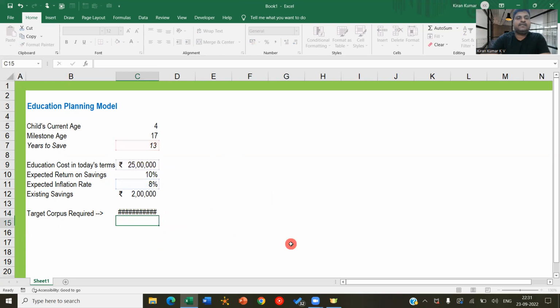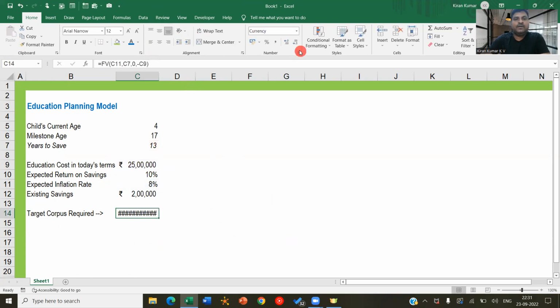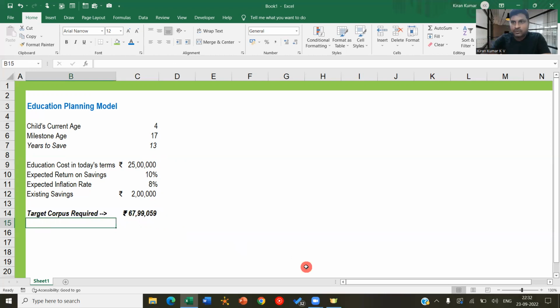So if I type this, I'll get a value that the total cost of 25 lakhs after 13 years is going to be equal to 67,99,050. That means with inflation rate of 8% every year, what is 25 lakhs today would be costing us almost 68 lakh rupees. So that is our target corpus. All right. So now that we have our goal set, let us see how to achieve this.